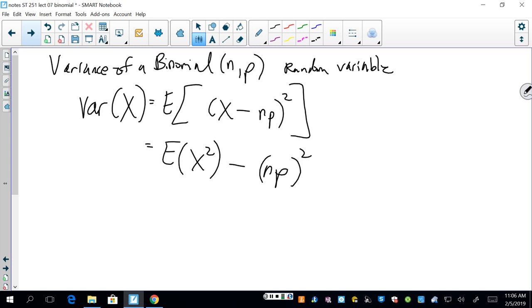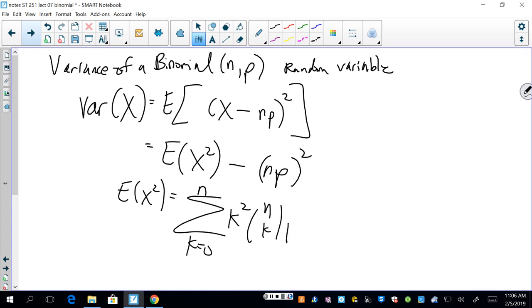We're not going to do it, but you could figure out the expectation of this thing squared. If the values of x go from k to n, k squared can be put in here, and then n choose k, p to the k, 1 minus p to the n minus k. And then you can simplify that. It's a little more work, you kind of have to do it in two steps. Figure out what that is, then subtract np squared and simplify it. When you do that, it ends up being n times p times 1 minus p.